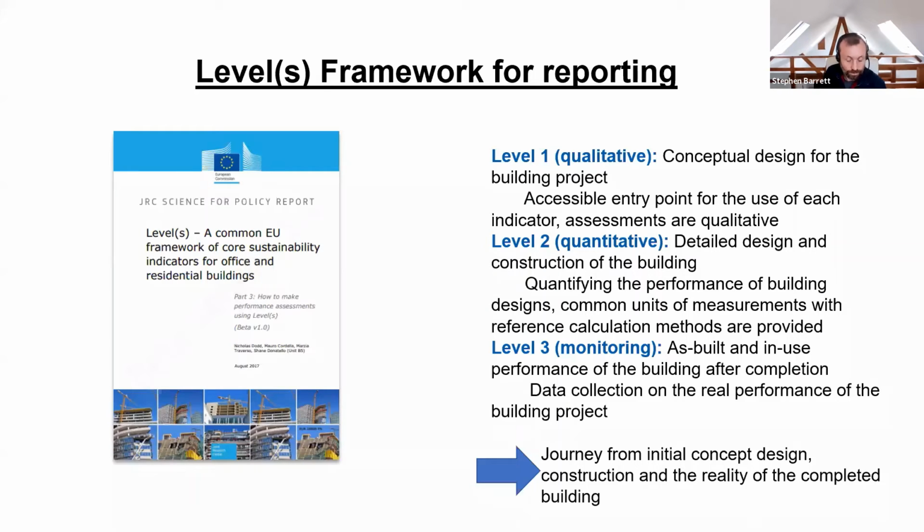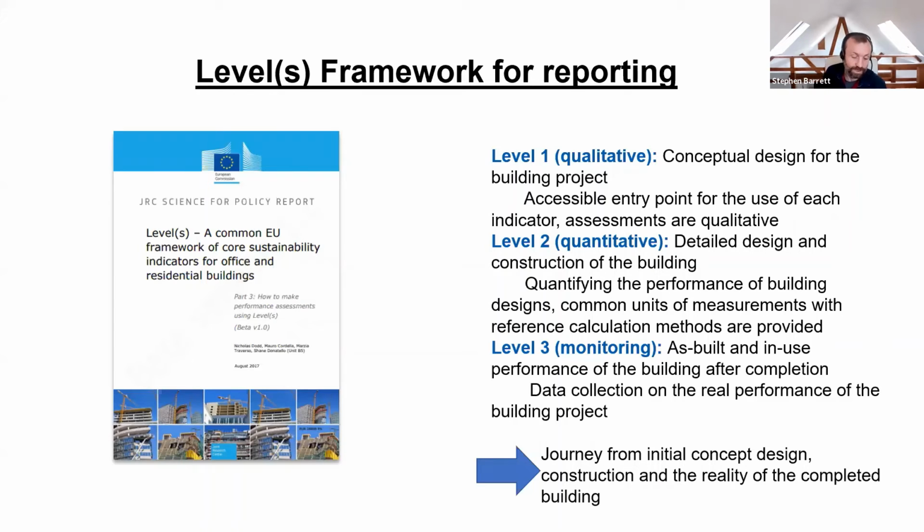I should say the 3 levels reflect key stages in a project life cycle. Level 1 kicks in at the concept design of a building project. Here it's just about informing yourself about each of the indicators, doing the reading to understand why that indicator is considered important. It's a very accessible entry point for the use of each indicator and the basic concepts behind each one. And the outputs are purely qualitative. So it's just reading and understanding what's important.